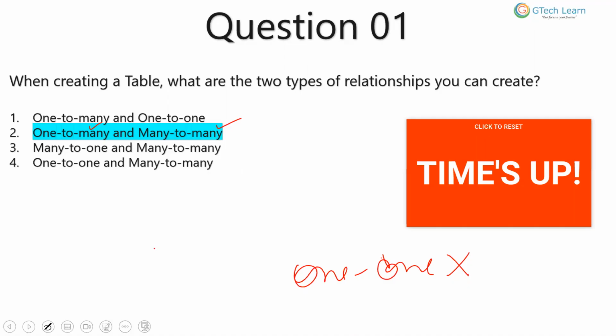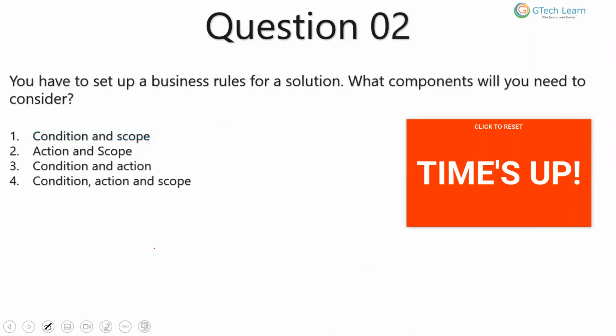Okay, so the next question in the list is, you have to set up a business rule for your solution. What components will you need to consider? Whether you need to consider the condition and scope, or action and scope, or condition and action only, or do you need condition, action and scope to create a business rule? What's your answer, guys? You can put your answers in the chat box.